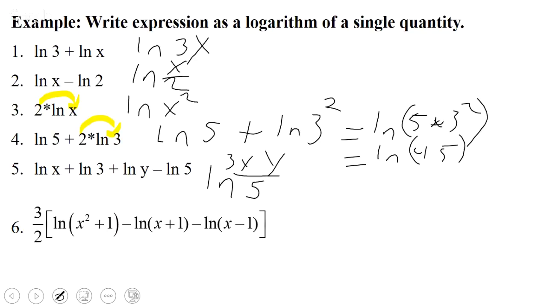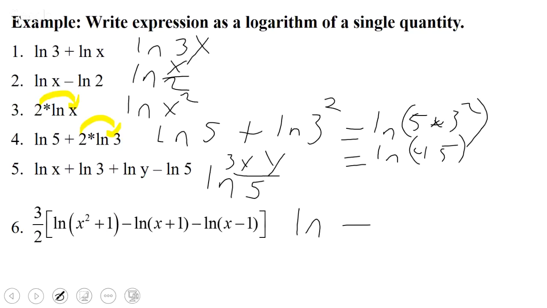Now, number 6, it might look difficult the way it is, but remember, you have something on the outside, so that means it's going to be a power, but it's the whole thing. So we're going to do that last. Let's do what's on the inside first. Remember, anything that's positive is on top, anything that's negative is on the bottom. So let's write that first.